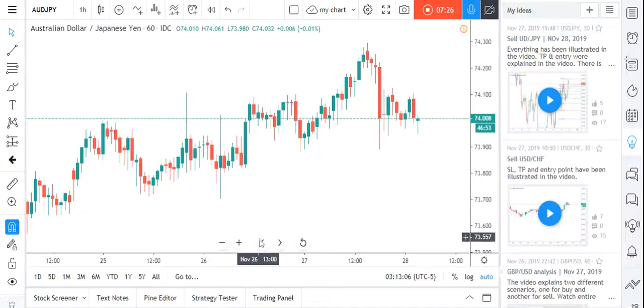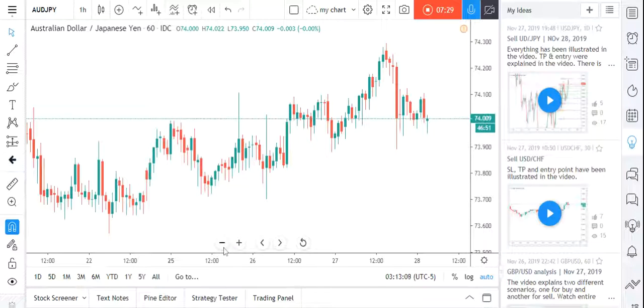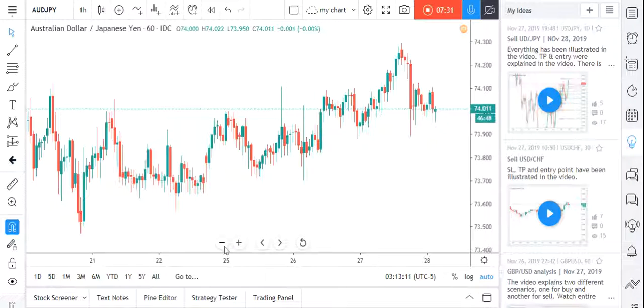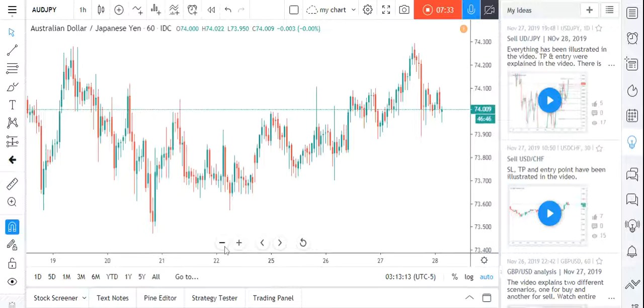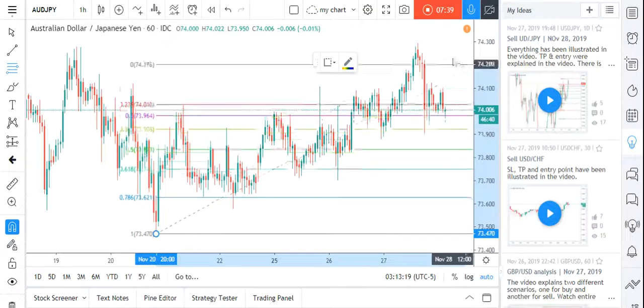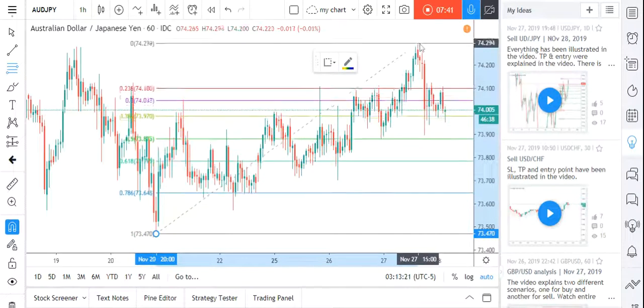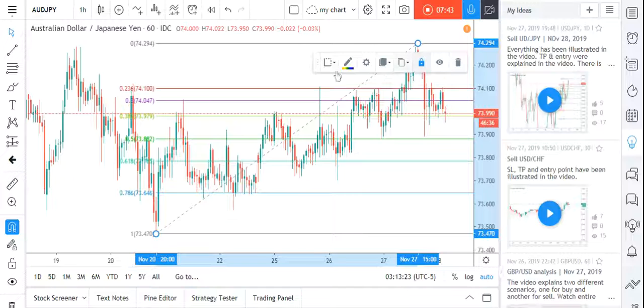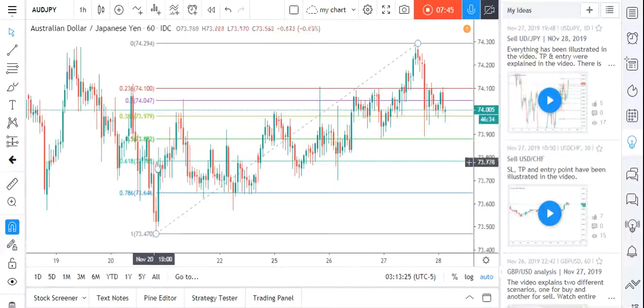So let me contract the chart horizontally, and I'll show you what I'm targeting. From this point to this point. Alright, so the 61.8 level is here. This price is something around 73.785 plus 1.5 pips spread.